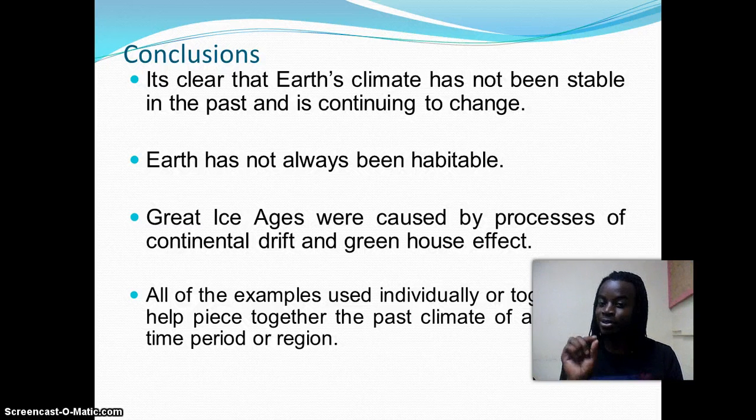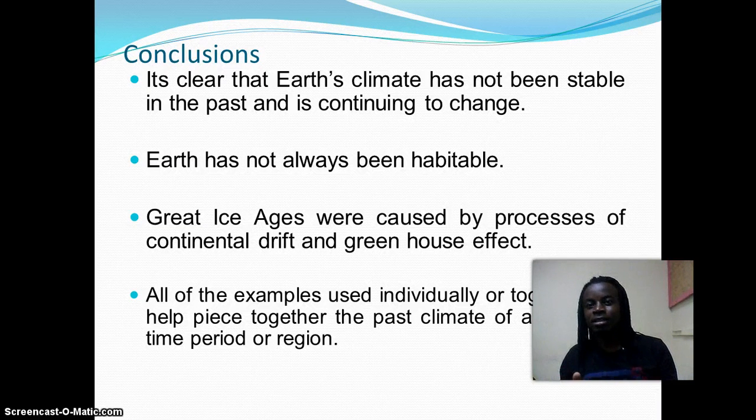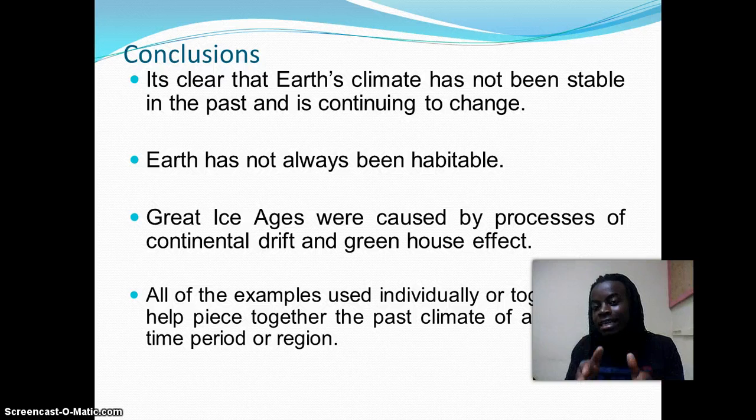All of these examples used individually or together can help piece together the past climate of a particular time period or region. Talking about region, I'm living in a small town called Mpangeni, and when you travel to town, you will find regions whereby farmers will complain that on this side of the road it rains a lot, and on this other side of the road it's dry. Why is that? This is the different geological behavior of the earth and the different grid patterns of the atmospheric processes, whereby on one side it will rain, on the other side it won't rain.